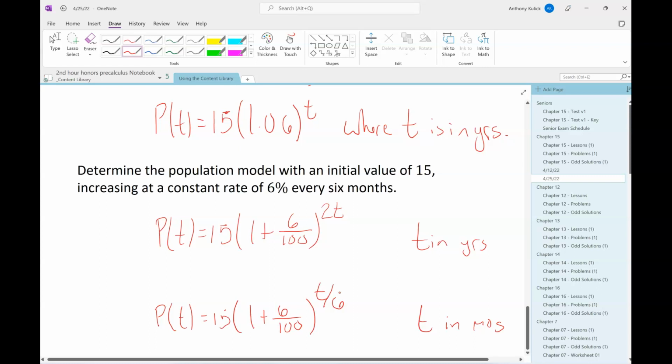Either of these is fine. If the direction said to write the model with t in years, then it would be the first one, or if it said t in months, it would be the second one, or if it didn't indicate which one you wanted, either would be appropriate. So it just depends on the directions. And I guess you could do days too if you wanted to, but who wants to do that? Not me.